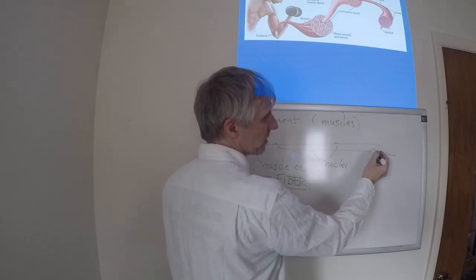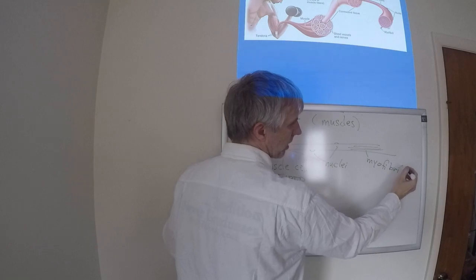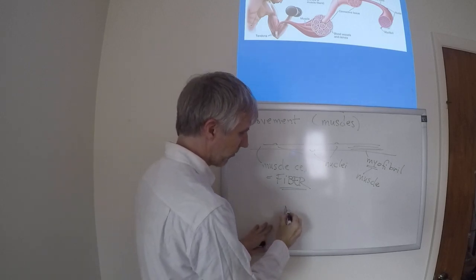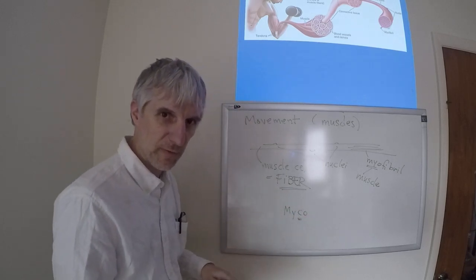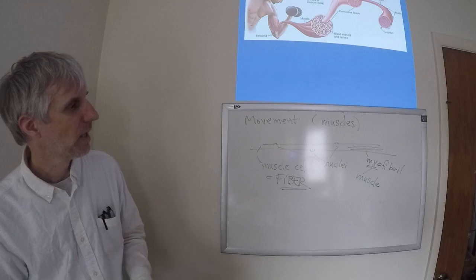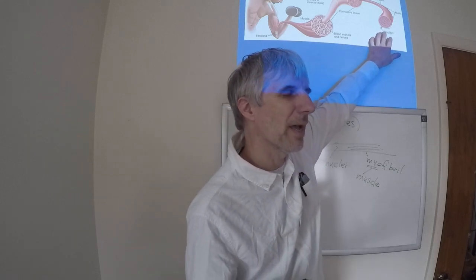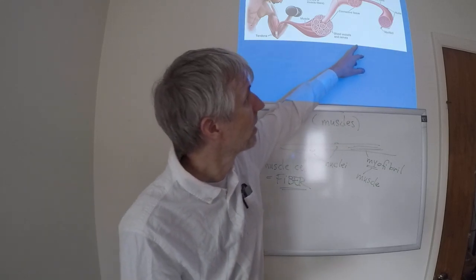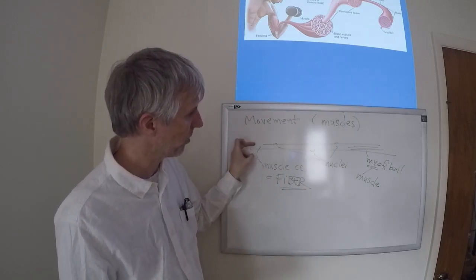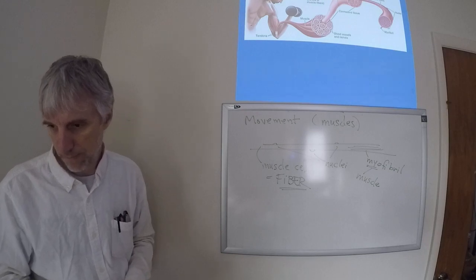Now, within the cell itself are these things called myofibrils. Anytime you see myo, think muscle. Not to be confused with myco, which means fungus. Myo means muscle. So there's this little muscle fiber, and there are groupings of these myofibrils within each of these muscle fibers, which is the muscle fiber is the cell. The myofibrils are the proteins within the cell.